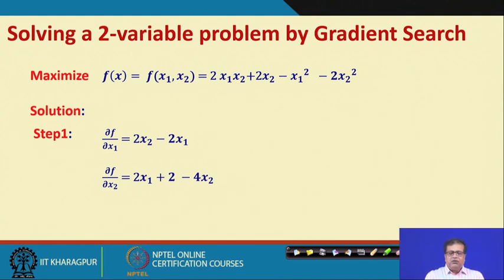So, what do we do? We first find the gradients, the del x1 and del x2 of the function. What will be the del x1 of the function? Very clear, it should be 2 x2 minus 2 x1. And del x2 of the function is 2 x1 plus 2, that comes from here, and from here minus 4 x2. So, that is the first step, find the gradient. These two are obtained. Now, go to the next step.